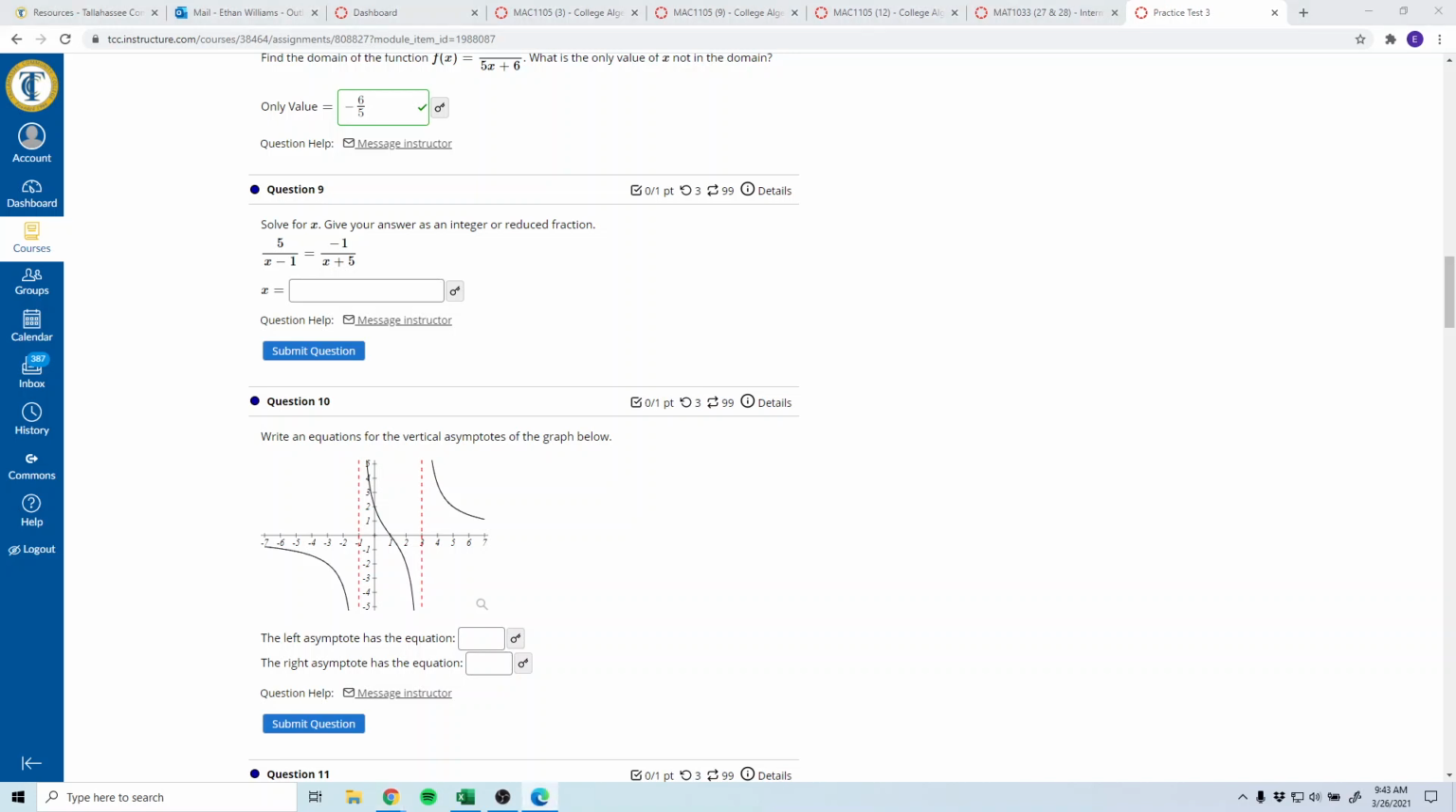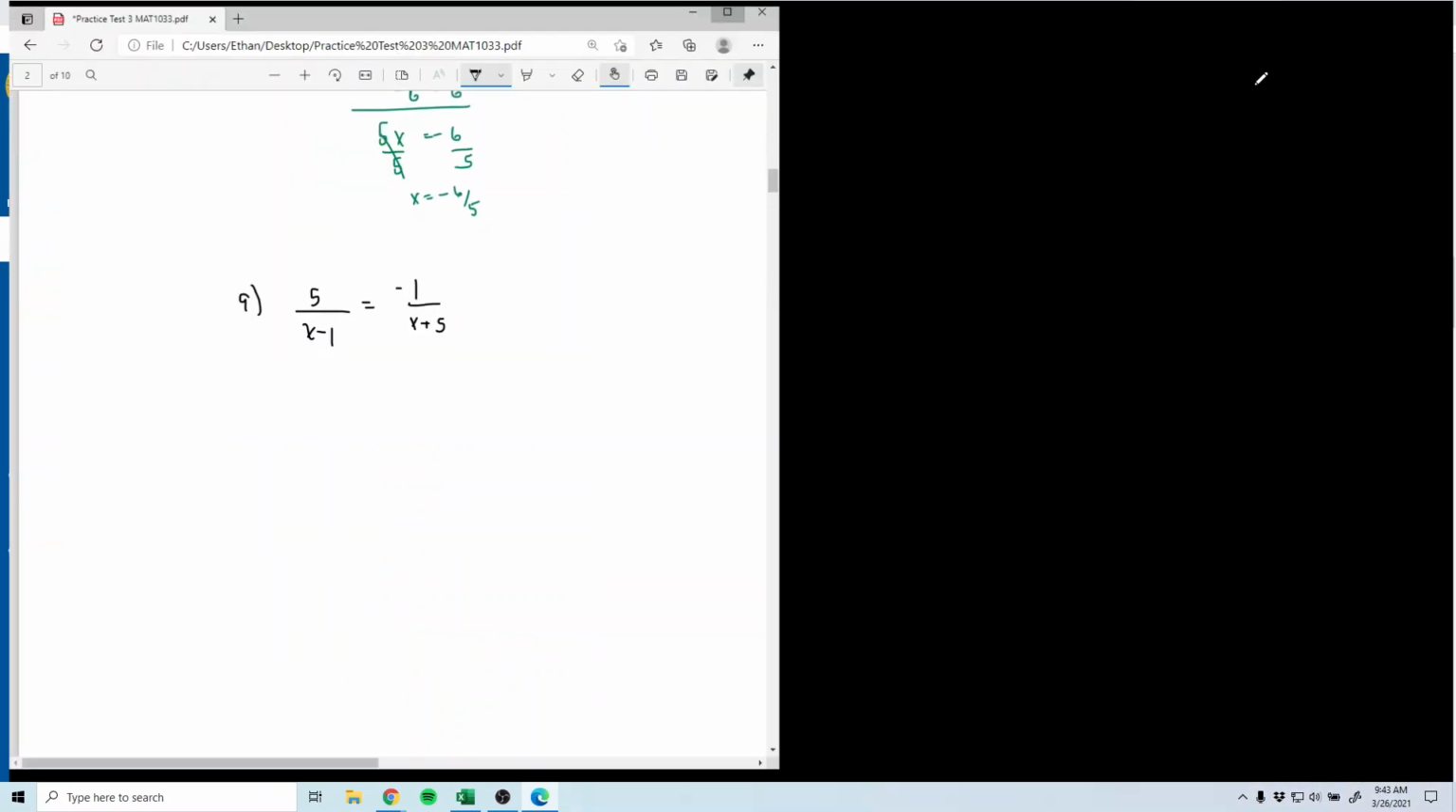All right, number 9 here, we're back to solving an equation. And we want to solve equations with a fraction. We got 5 over x minus 1 equals negative 1 over x plus 5. So the question is, how do we solve this?